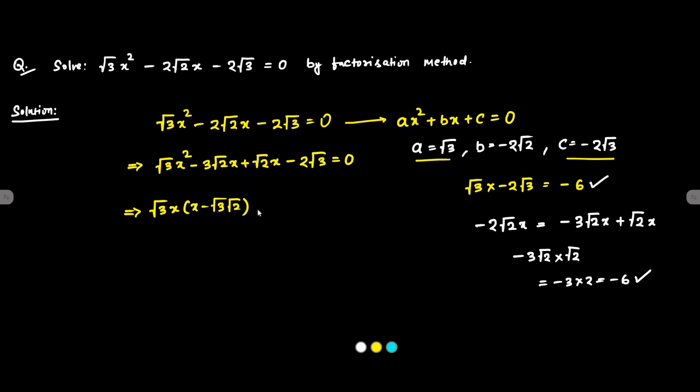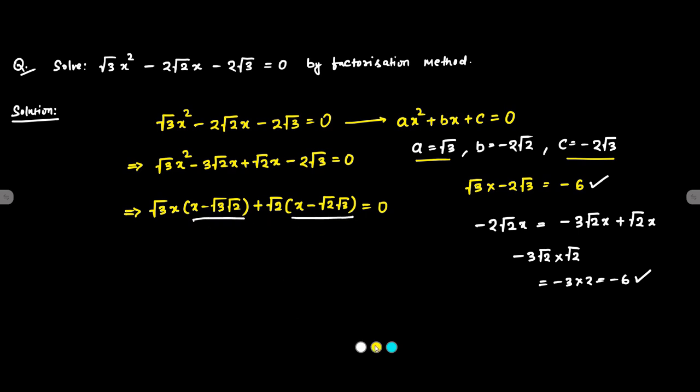Similarly here, plus √2 into (x − √2√3) is equal to 0. Here √2 into x is √2x, minus √2 into √2√3, that is √2 into √2 is 2, minus 2√3. So as you can notice, this is the same, this is common.